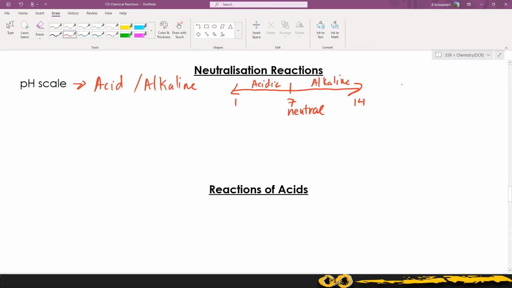If you take the higher syllabus, you need to know that the pH is related to the concentration of hydrogen in solution, and you need to be aware that it is a change of a factor of 10.